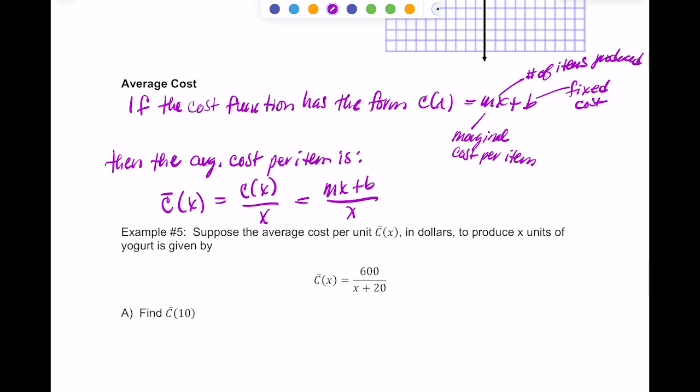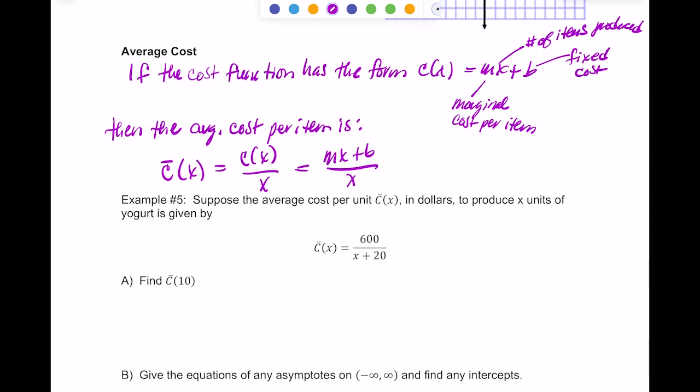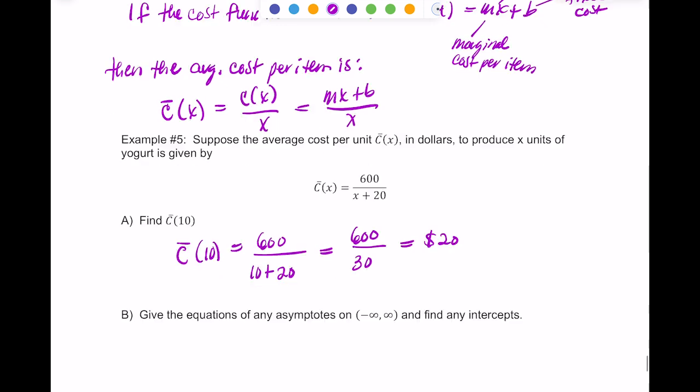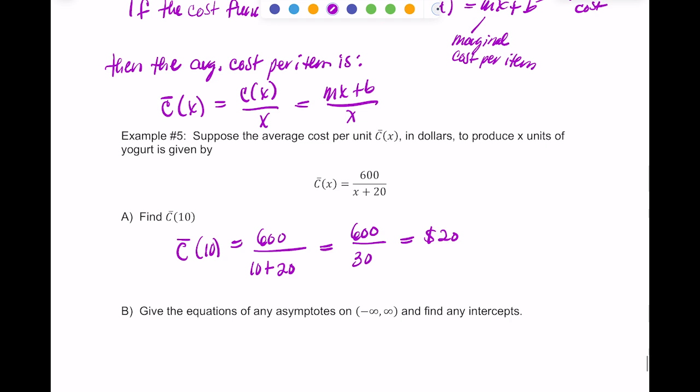So suppose the average cost per unit, c bar of x, in dollars to produce x units of yogurt is given by c bar of x equals 600 divided by x plus 20. If I want to find c bar of 10, that's telling me there's 10 units of yogurt, and I'm trying to find the average cost of selling 10 units of yogurt. So I'm going to have 600 divided by 10 plus 20, which is just 600 divided by 30, which ends up being $20. So that tells me the average cost for every 10 units of yogurt sold is $20.